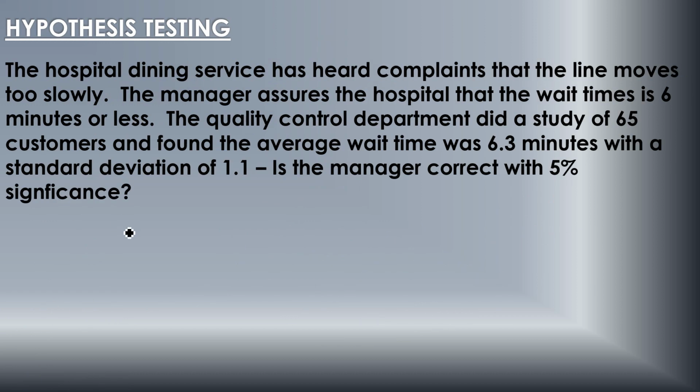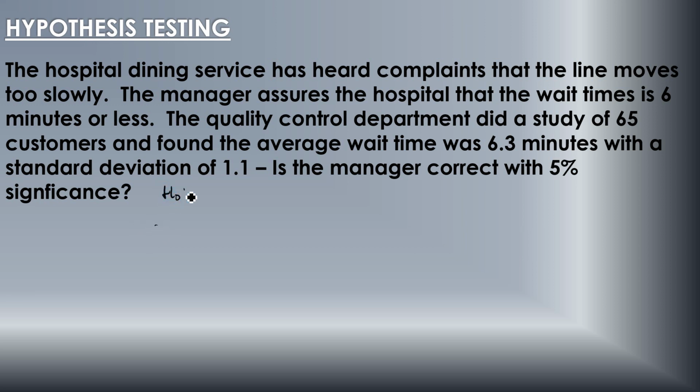All right, the hospital dining service has heard complaints that the line moves too slowly. The manager assures the hospital that the wait time is 6 minutes or less. The quality control department did a study of 65 customers and found the average wait time is 6.3 minutes with a standard deviation of 1.1. Is the manager correct with 5% significance?